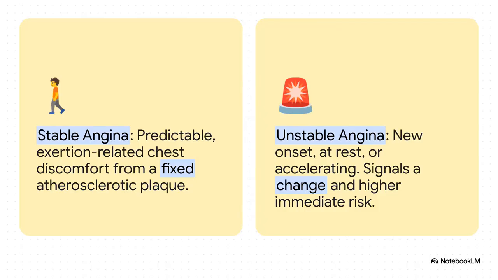And this right here, this is probably the most critical distinction you have to make as a clinician. Stable angina is predictable. Unstable angina is all about change. It's new, it's happening at rest, or it's just getting way worse way faster. That change is a massive red flag. It suggests that a plaque might have ruptured, putting the patient at immediate risk for a heart attack. It demands a completely different, much more aggressive approach.